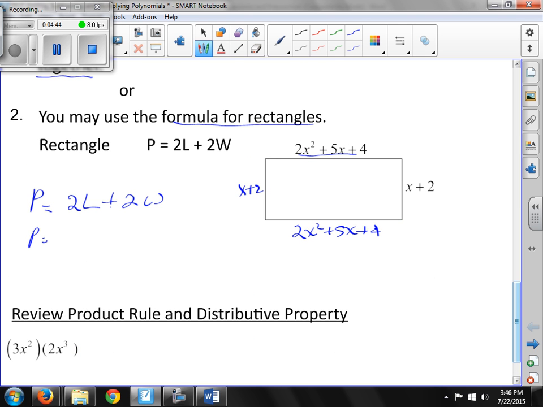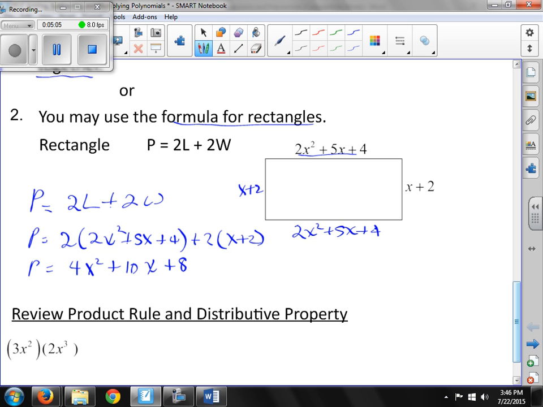And so the perimeter is twice the length, which is 2x squared plus 5x plus 4, plus twice the width, which is x plus 2. So we'll have the perimeter is equal to 4x squared, 2 times 5x would be 10x, 2 times 4 would be 8, 2 times x would be 2x, and 2 times 2 would be 4. So our perimeter would be 4x squared, 10x and 2x would be 12x, and 8 and 4 would be 12. Finding the distance around it.